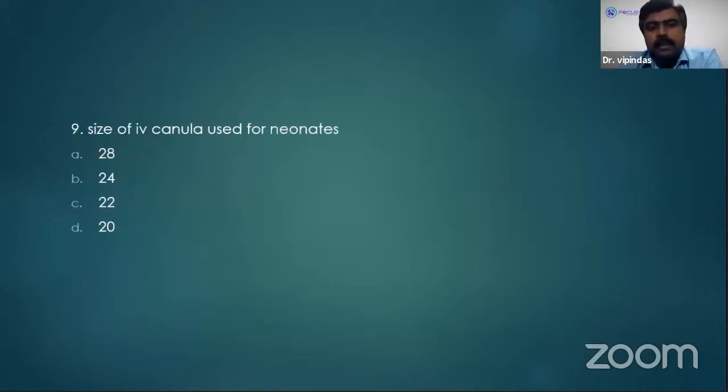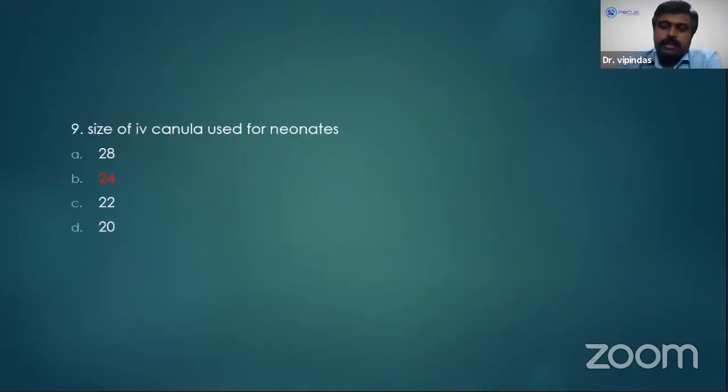And this is also very interesting. The size of IV cannula used for neonates. Any idea? That is 24. The size of IV cannula used for neonates is 24.